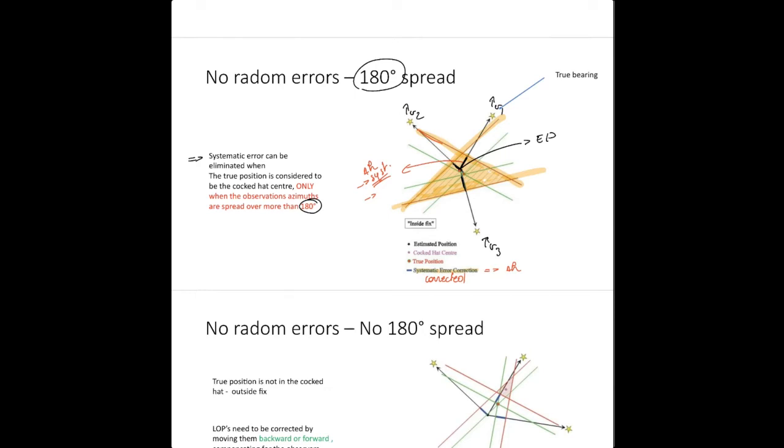Okay, if your azimuths are spread over more than 180 degrees, and when there are no random errors, then the systematic errors can be eliminated by applying a correction to your delta H, and then you can assume that this here would be your true position.